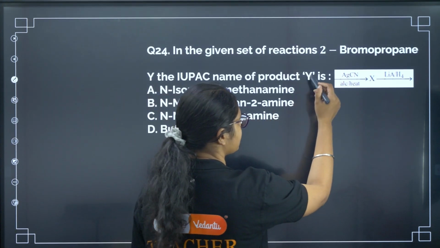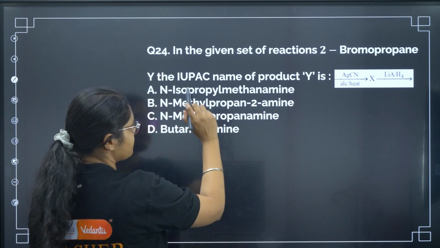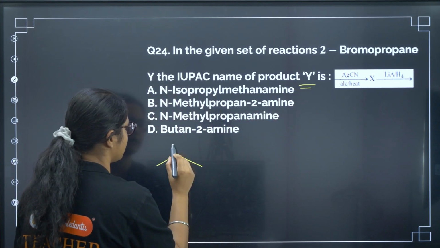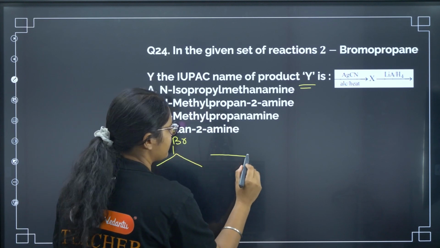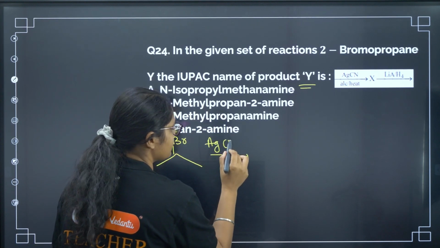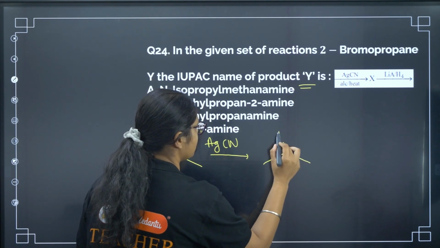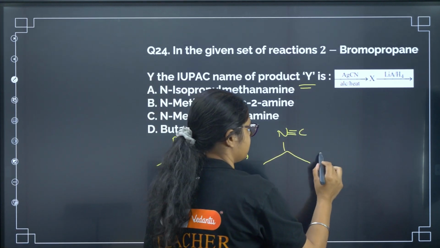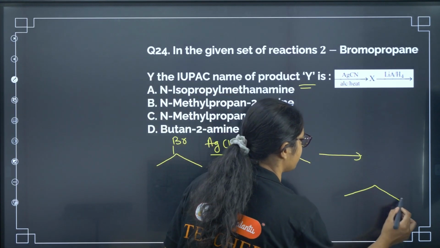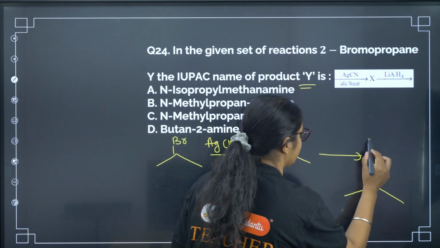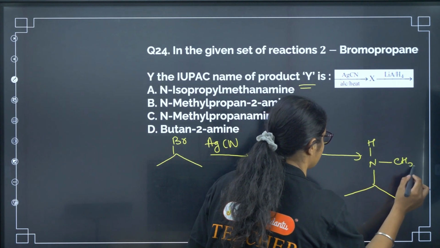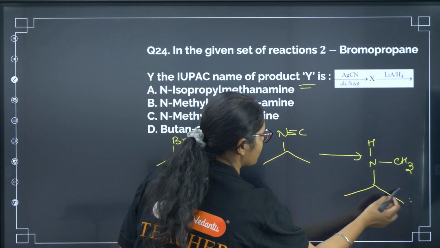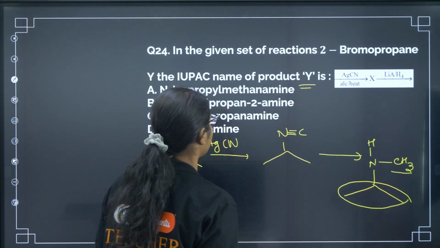In the given set of reactions, starting with 2-bromopropane, we have to find the product Y and its IUPAC name. So the question is like this. We have 2-bromopropane and then it is treated with AgCN. So we will get here the isocyanide, NC, right? Now if you treat it with lithium aluminum hydride, it will undergo reduction. So we'll get NH and CH3, right? So this is a secondary amine. This is propanamine, and this is N-methyl.